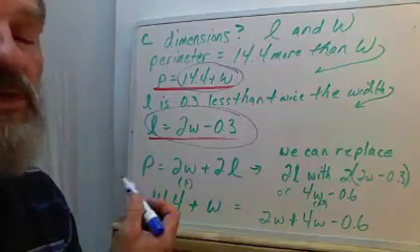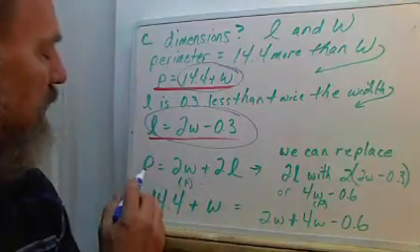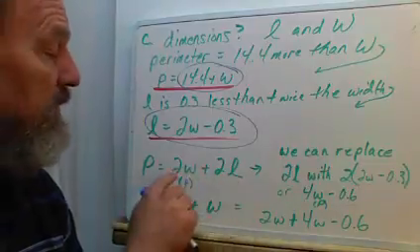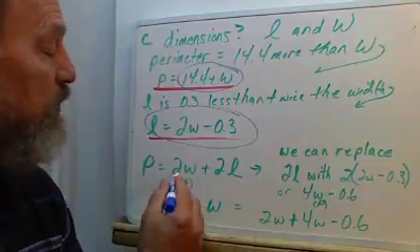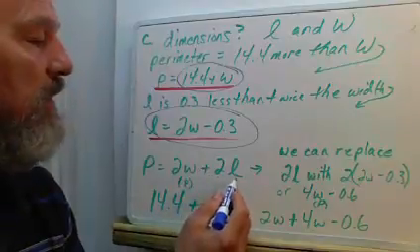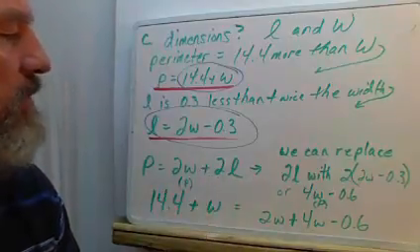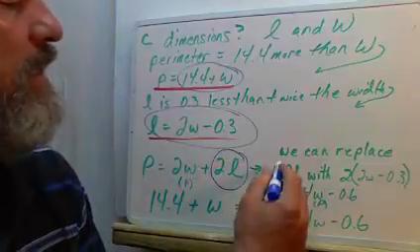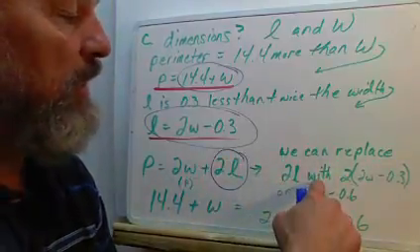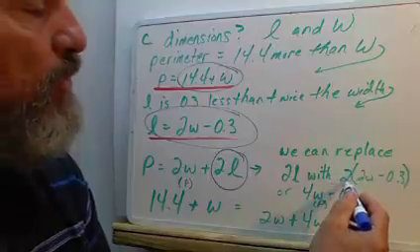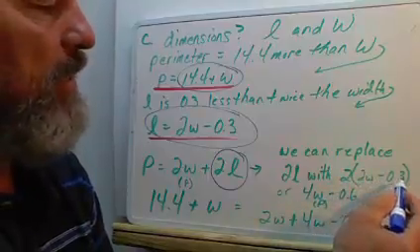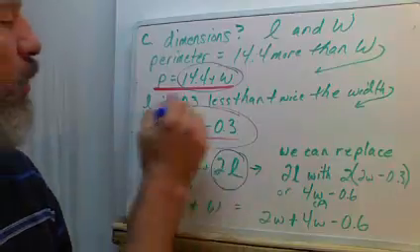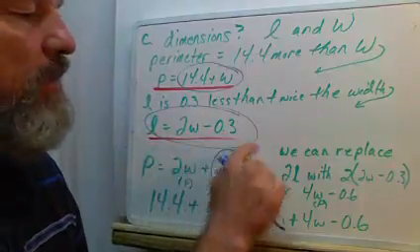We know another thing that we should know in 8th grade math: the perimeter is two lengths and two widths. So twice the width plus twice the length will give us the perimeter. Now we can focus on this. We can replace the two lengths with 2 times (2W minus 0.3), because we know that one length is 2W minus 0.3.